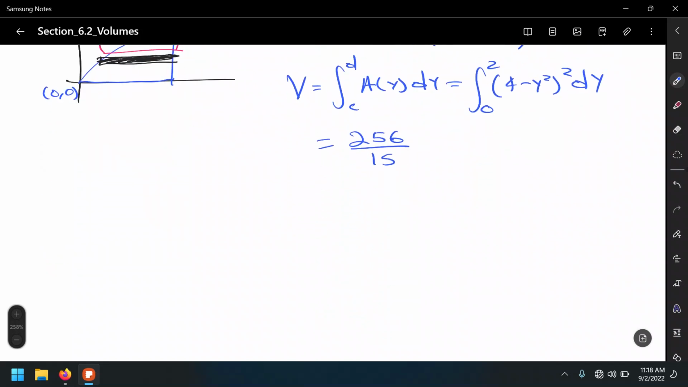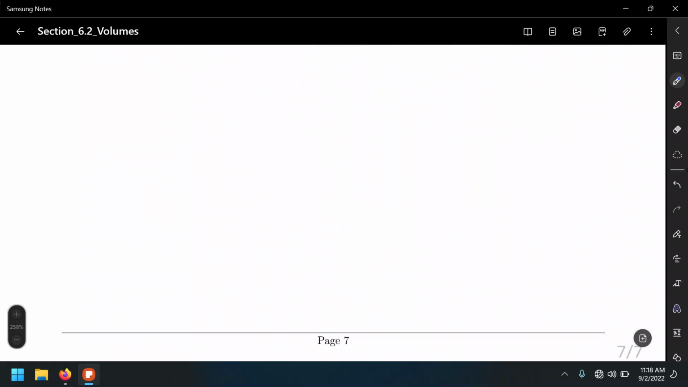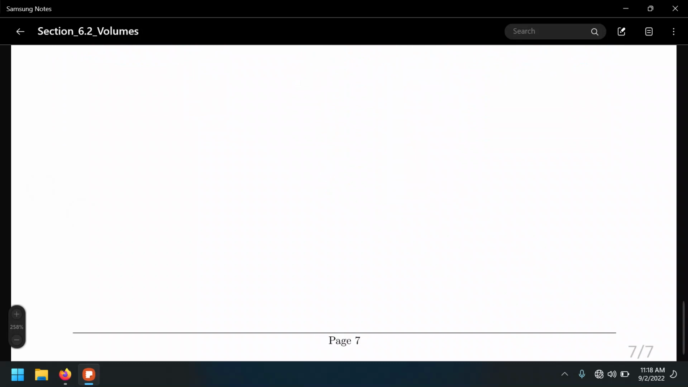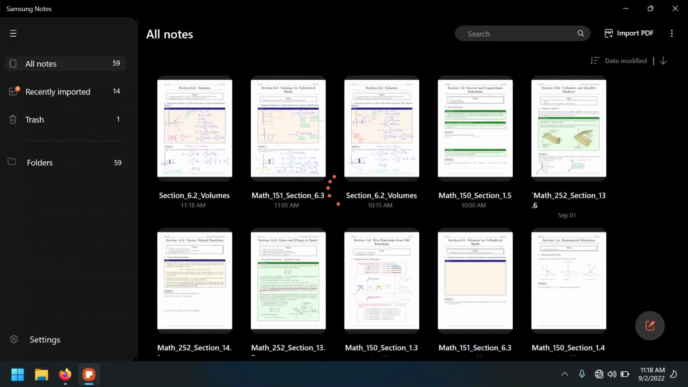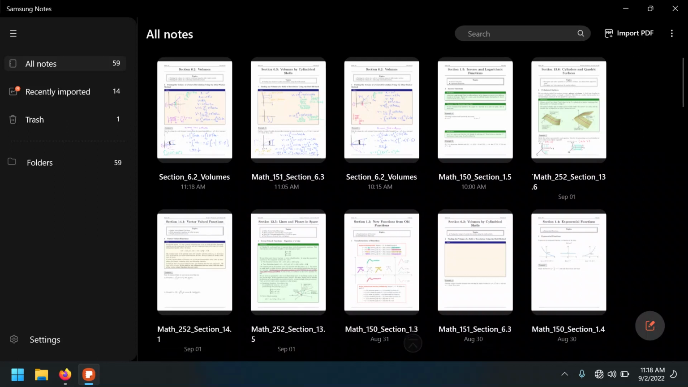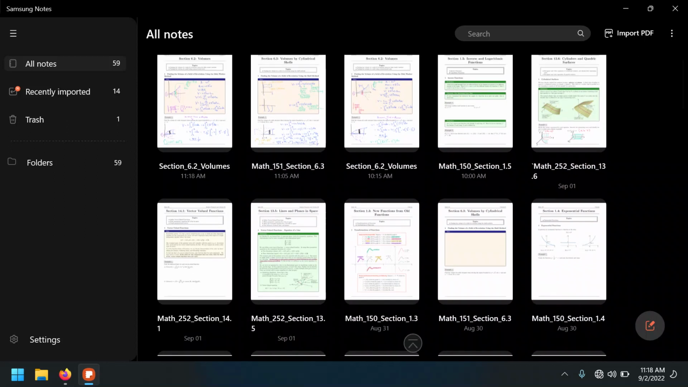So this ends this section on volumes using the disc, washer, and cross-sectional methods. So what's next? Yes, right here.